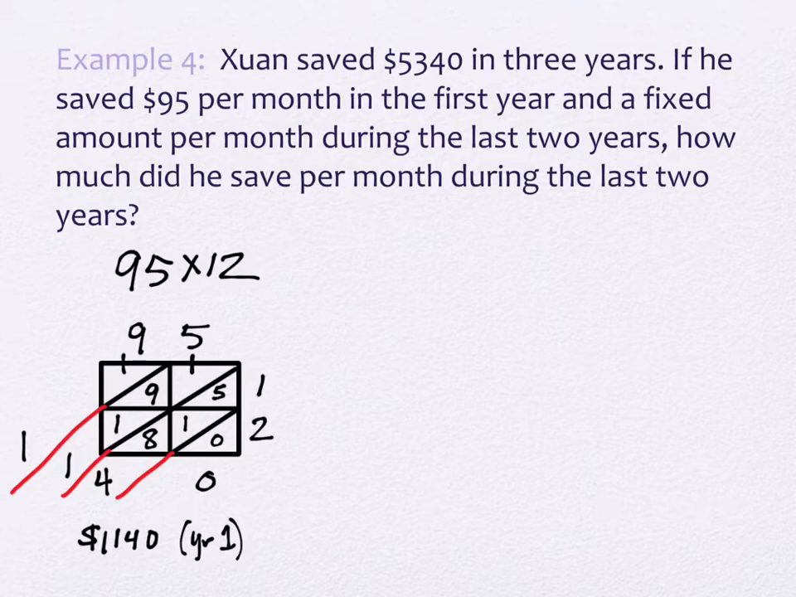Subtract it from the total he has saved, which was $5,340. So we have our $5,340. This is sort of step 2 minus my $1,140. So if you wish, you can write that like this. I'll write it that way instead.